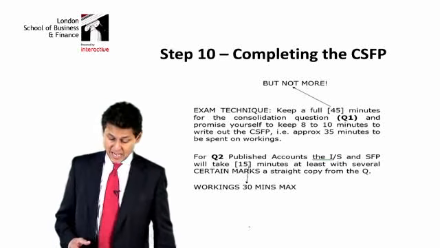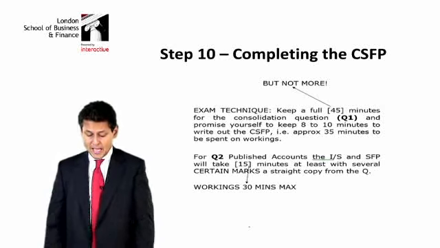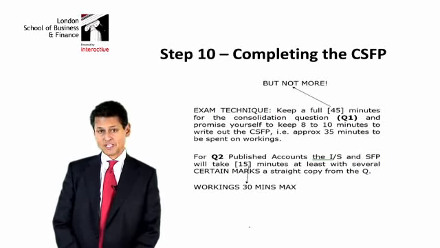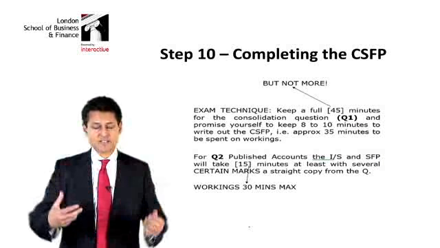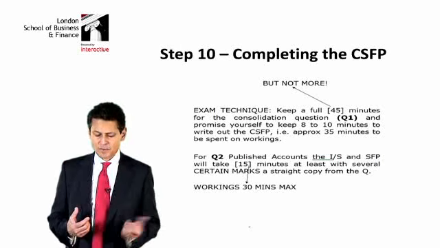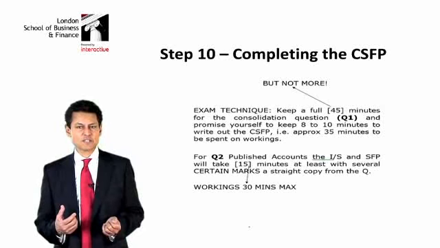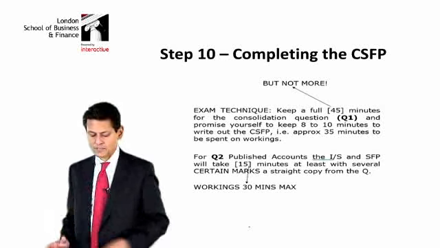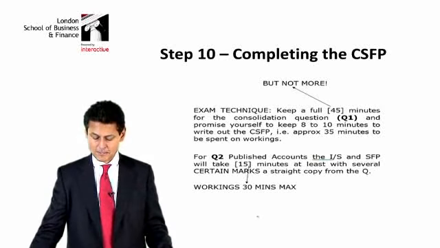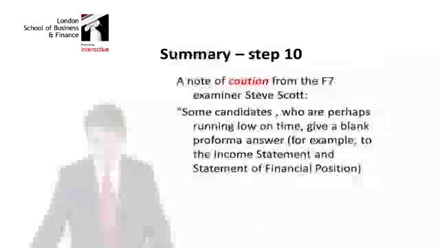When you're doing published accounts, which is question 2, I would say keep a few more minutes because the construction of an income statement and an SFP is usually required. So I would probably keep about 15 minutes rather than 8 to 10. 15 minutes for that last step, which means my workings have got to be done in about 30 minutes. Just a few tips that I would like to share with you.